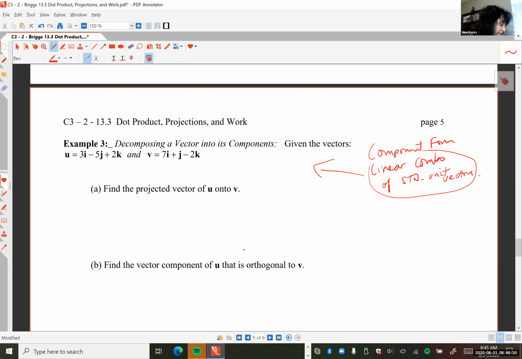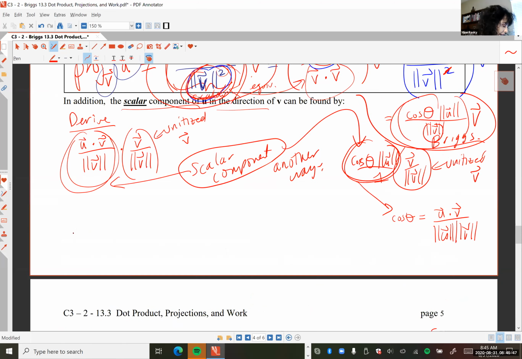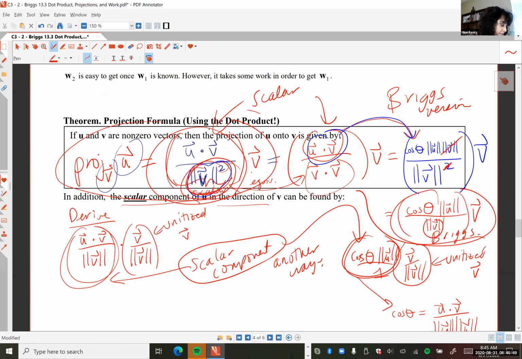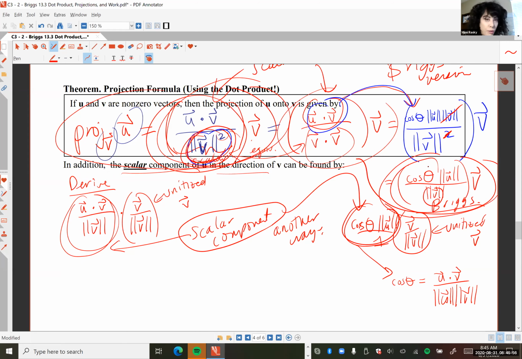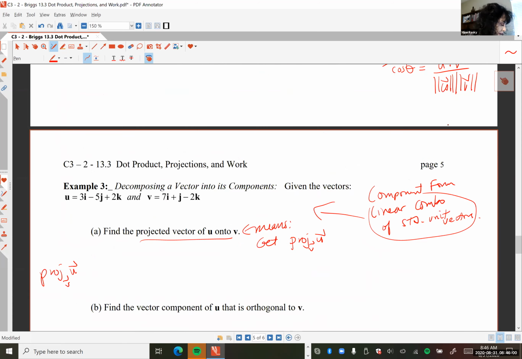Well, they want us to find the projected vector of u onto v. What does this mean? It means get proj of u onto v, which is a vector. So you look at your formula. How the heck do I get that? Oh, look at all these choices. I could use that formula or that formula, and they didn't give me the cosine of the angle between them. I claim the Briggs formula, you could do it, but it's a big waste of your time. It's quicker to use my way.